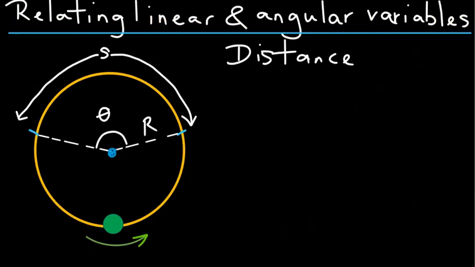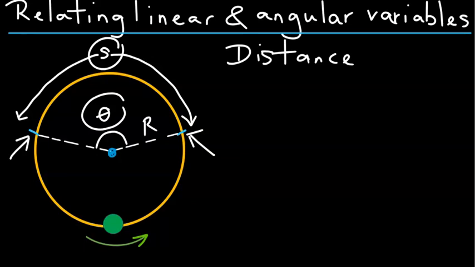Let's start by relating linear and angular variables. We shall start with distance. Assume you have an object that is rotating about this axis of rotation that is coming out of the screen. It is rotating counterclockwise as shown. Let's assume at some point in time it travels from this point to that point, and in doing so covers an angular displacement of theta and an arc length of s.